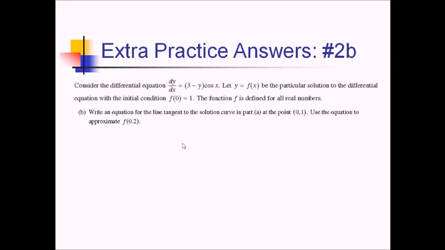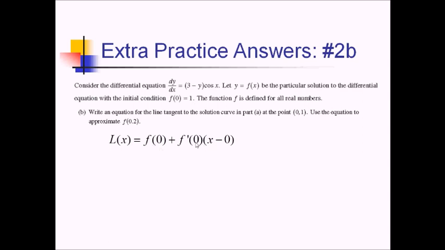For this part of the problem, they want the equation of a line tangent to the solution curve at the point 0, 1, and then use it to approximate f of 0.2. So for tangent line approximations, I'm going to go with L of x equals, we'll say, f of 0 plus f prime of 0 times x minus 0. And we're using 0 because that's our launching off point. That's the point that we have some information about. For example, f of 0 is 1, so we could actually plug something in there. We do need to find f prime of 0, though.